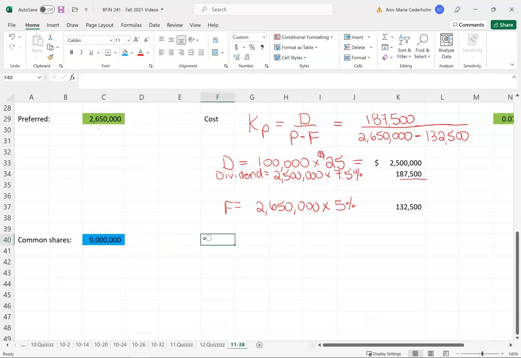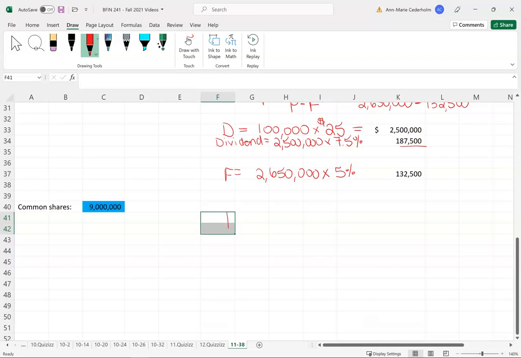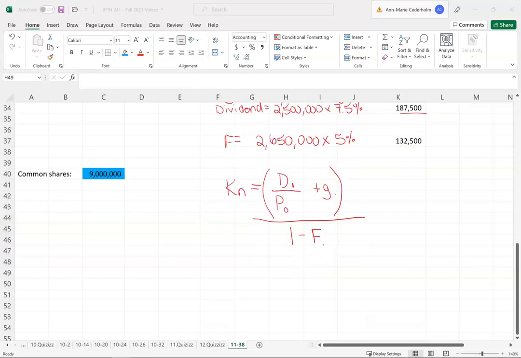Calculating the cost, on the other hand, is a little tricky. So the formula that I'm going to use is the dividend divided by the price, plus the growth rate. You'll notice that's the same formula from our previous chapter. And then we're going to divide that by 1 minus the flotation rate. Okay, so let's try and solve this.